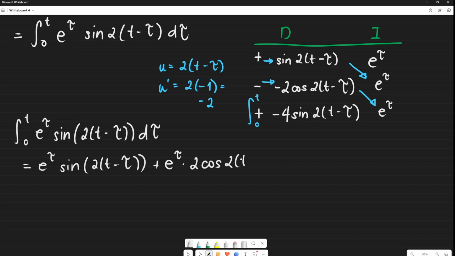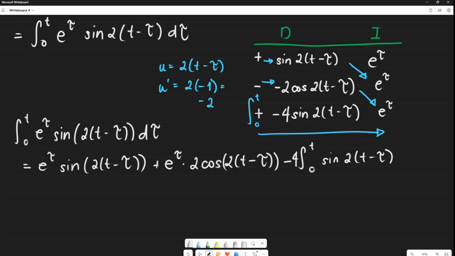Cosine of 2 tau minus t minus tau. Then we add our final row. In this method, you place the integral here. The negative comes out, so we have negative times the integral. Negative 4 times the integral from 0 to t of sine 2 t minus tau e raised to tau d tau, which is essentially the same as this one.